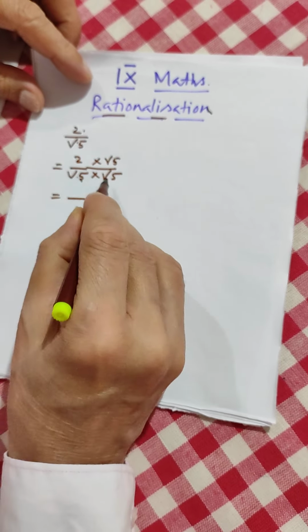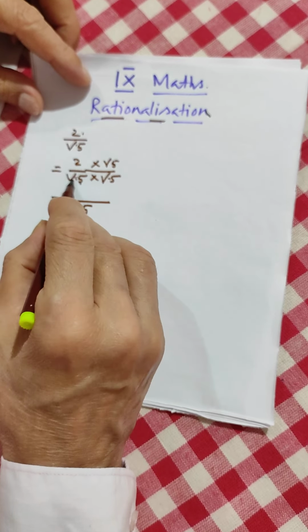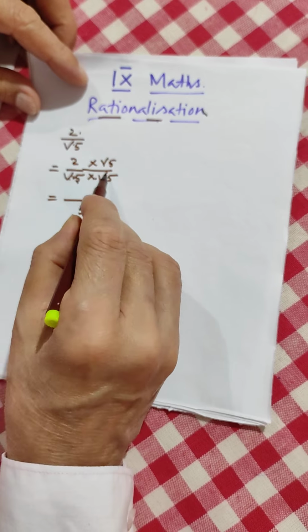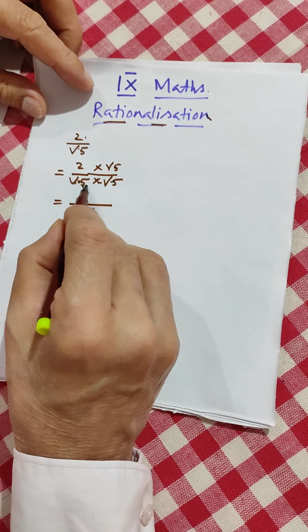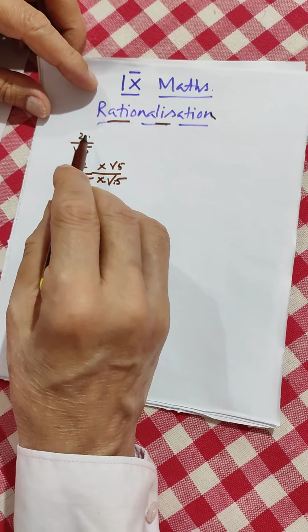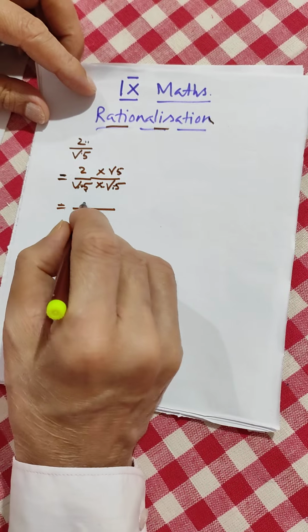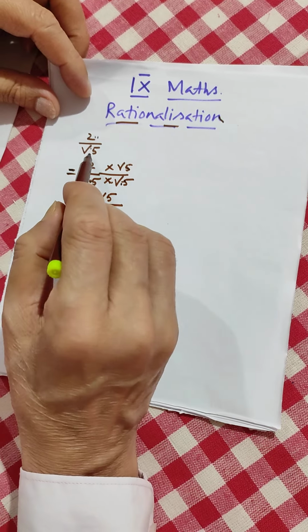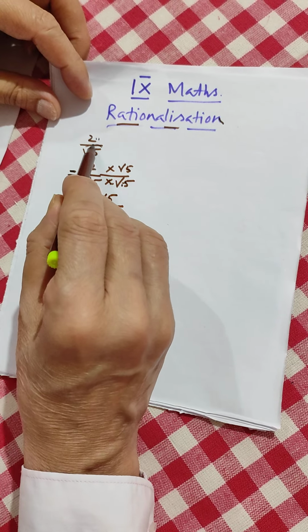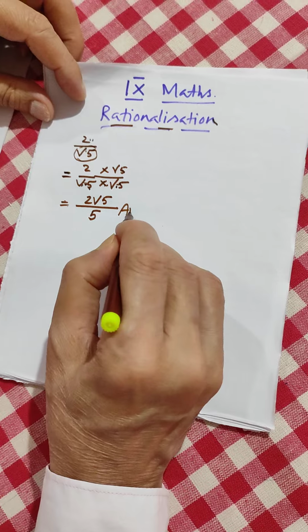Now why do we multiply by root 5? Because these two together will become 5. Root 5 into root 5, square root of 5 into square root of 5 is 5. Alright. Now since we have multiplied the denominator by root 5, we must multiply the numerator also by root 5 to keep the value equal. So now the numerator becomes 2 root 5 and the denominator 5. Originally the denominator was irrational, root 5. Now we have made it rational. So this is the answer.